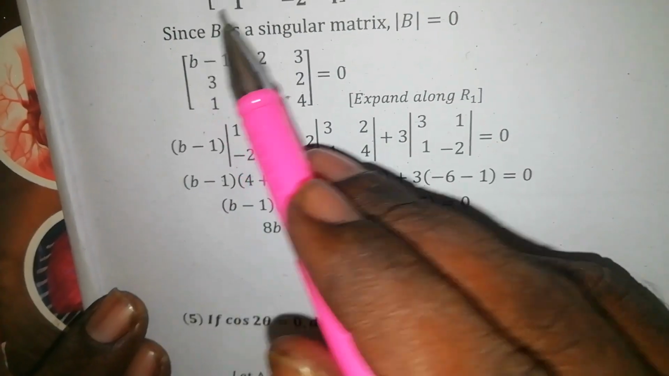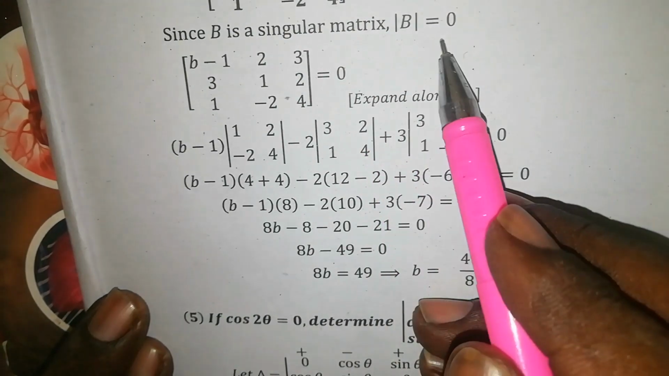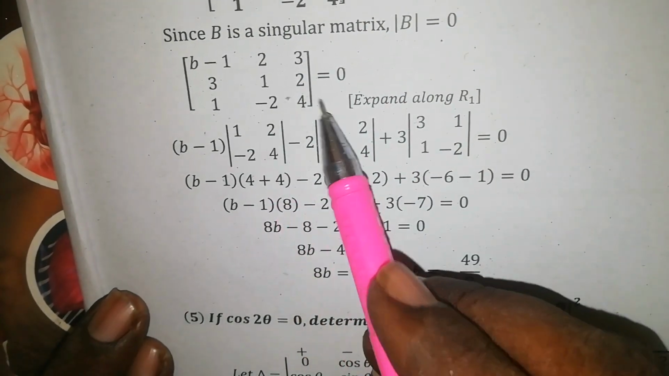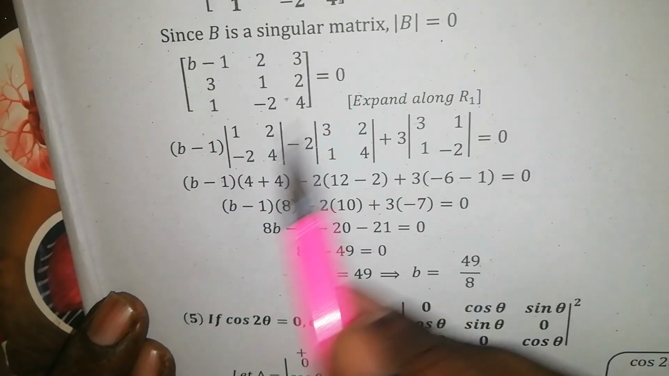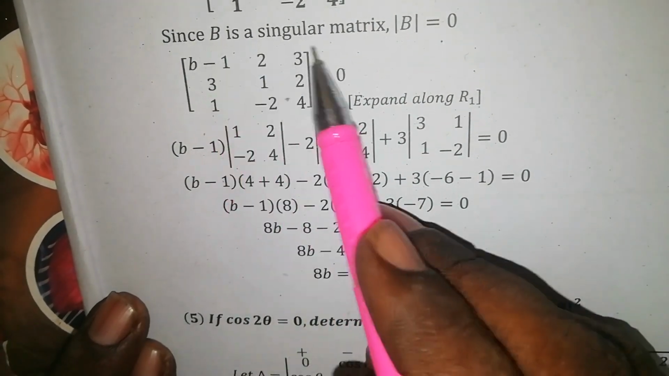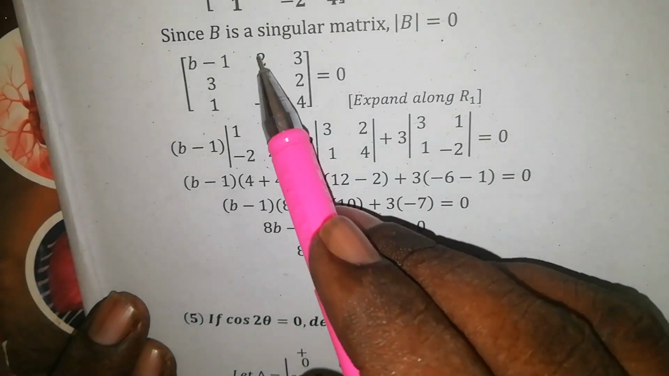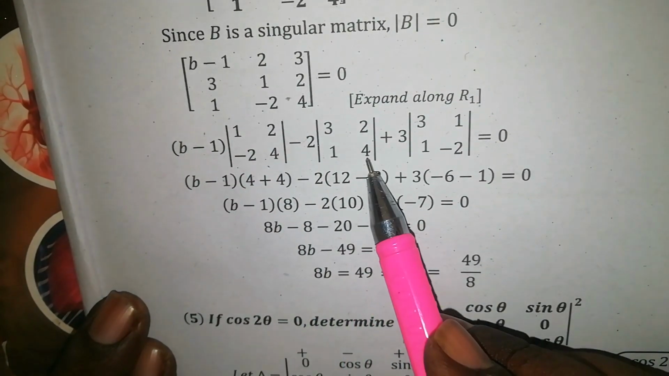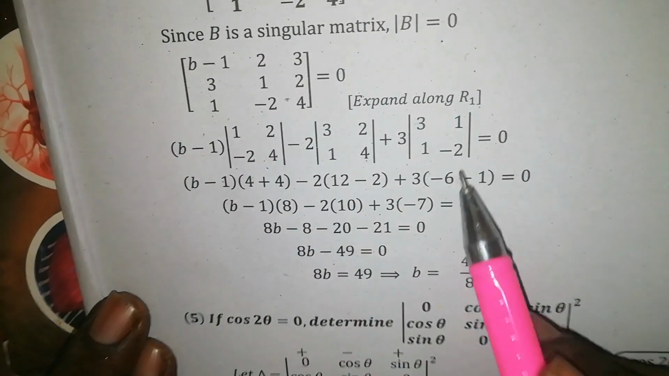Given the determinant is b. Since b is singular, the determinant value equals 0. Expand column one wise: b minus 1 into the first row first column, so the 2 by 2 determinant [1, 2; minus 2, 4]. Next minus 2 into the first row second column, we get this. Next plus 3 into the first row third column, we get this.